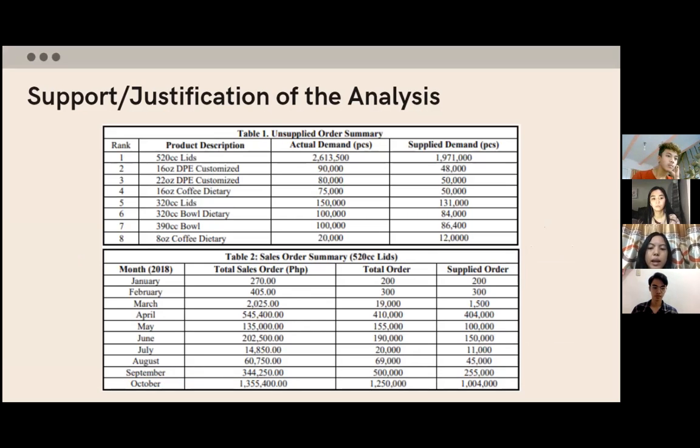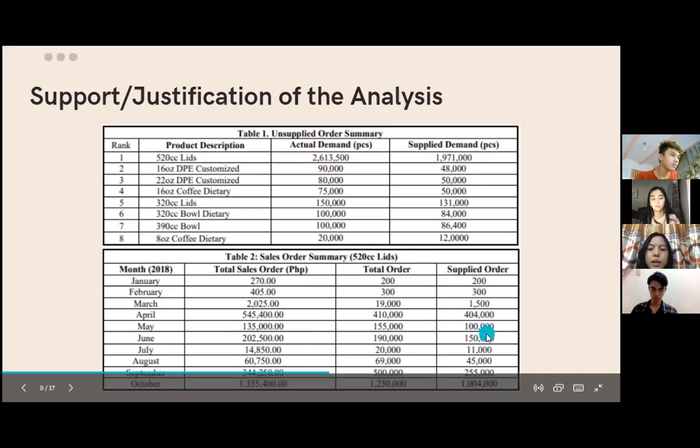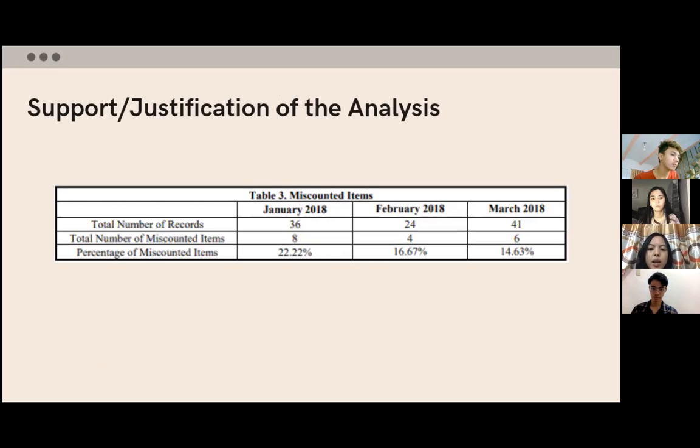Based on the data, which comprised the summary of the products with the most unsupplied demand, presented in Table 1, the summary of the sales order of the product named 520cc lids, presented in Table 2, and the summary of the number of miscounted items for the first three consecutive months of 2018, presented in Table 3, the three aforementioned tables prove that there is trouble in the making of the products of the company, which causes a shortage of supply in satisfying the demand of the Little Cup Corporation customers.